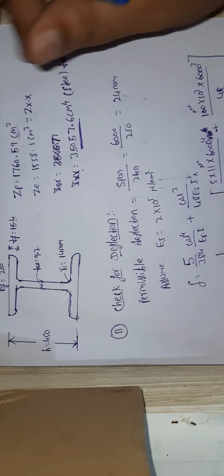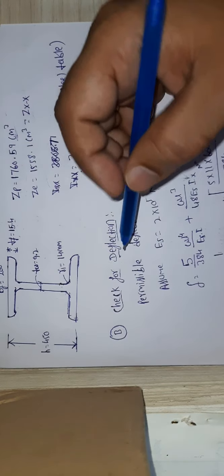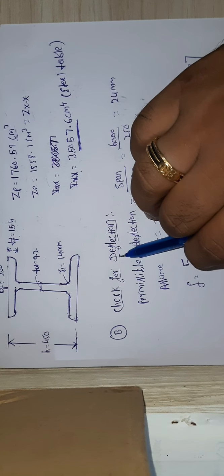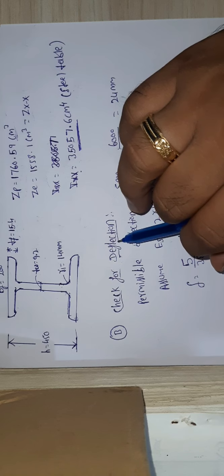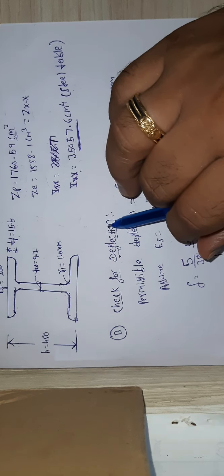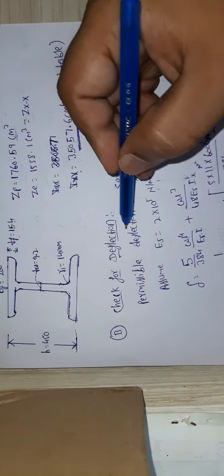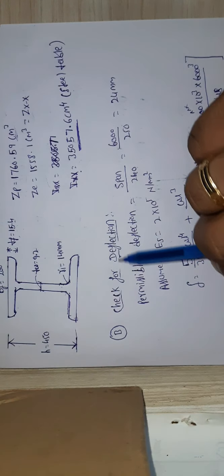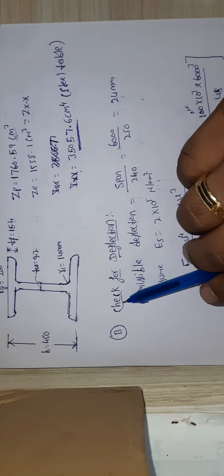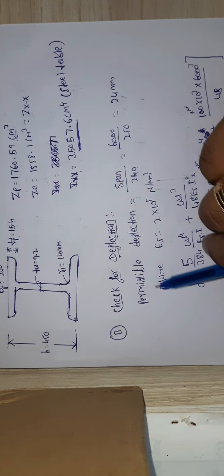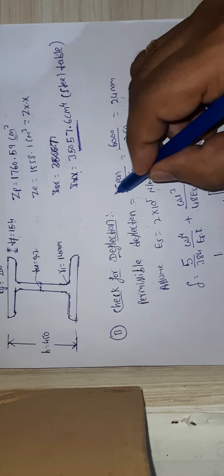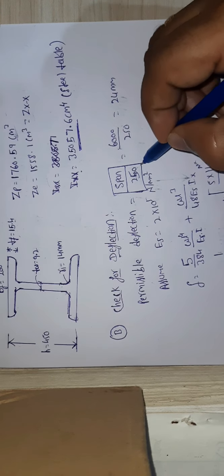Then what is our next step? Now you need to check for the deflections. You need to check the deflection, maximum shear, and the maximum bending strength, or moment of resistance. Let us check the deflections. We need to check the maximum deflection against the permissible deflection. You can take permissible deflection equals span by 250.